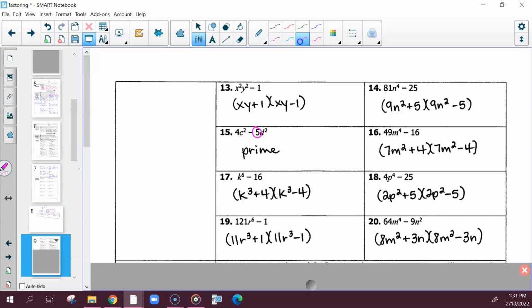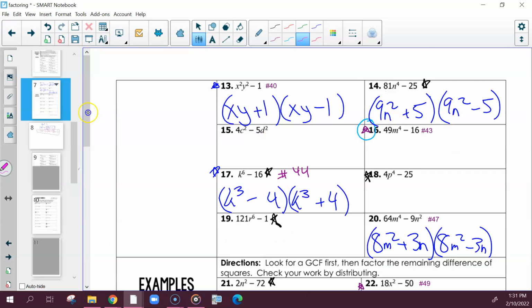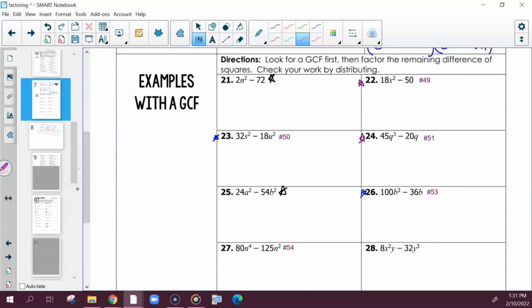So now we're going to take this just one step further. We're going to still do that same process, but we may not be able to start that process immediately. We may have to look at it and see, is there something I can maybe divide out, and then maybe I can do difference of squares. So let's do some of these.